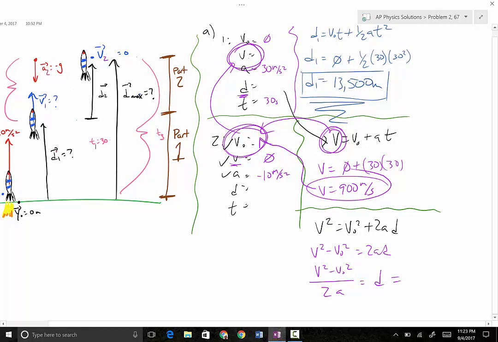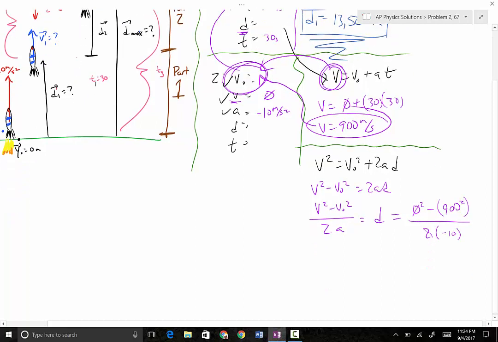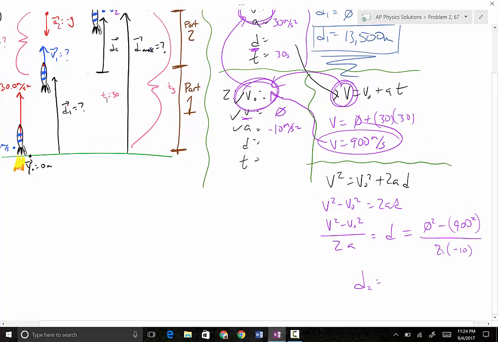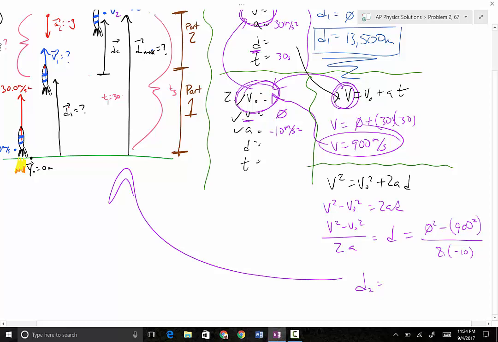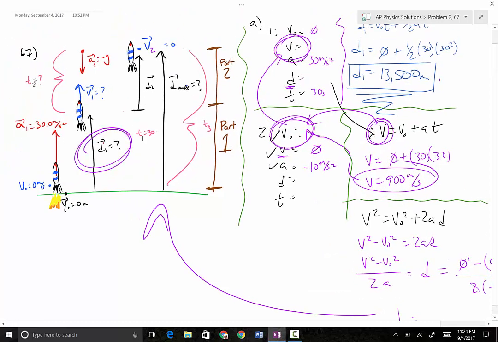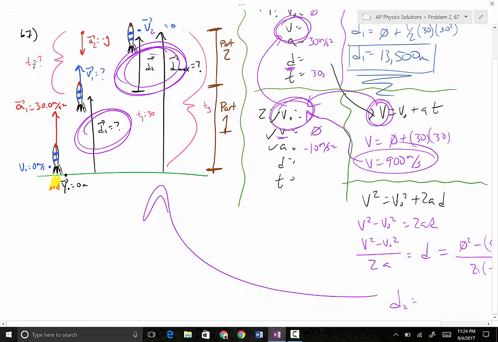And now that I know all that, I know my final velocity. I can plug things in as 0 squared minus the initial velocity, 900 meters per second, all of that squared, divided by 2 times the acceleration, which is -10. Now that I know all that, this is displacement 2, the second part of the displacement. Again, going over to this diagram here, this is D1, which I know is 13,500 meters. And then D2 is what I'm going to solve for right here.